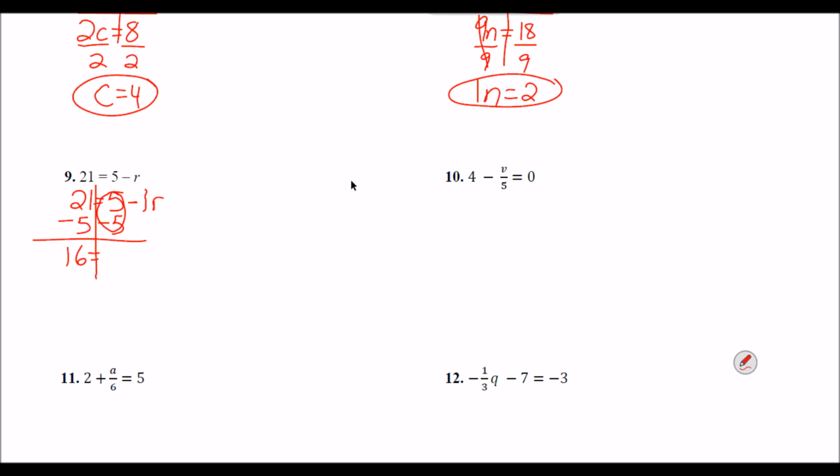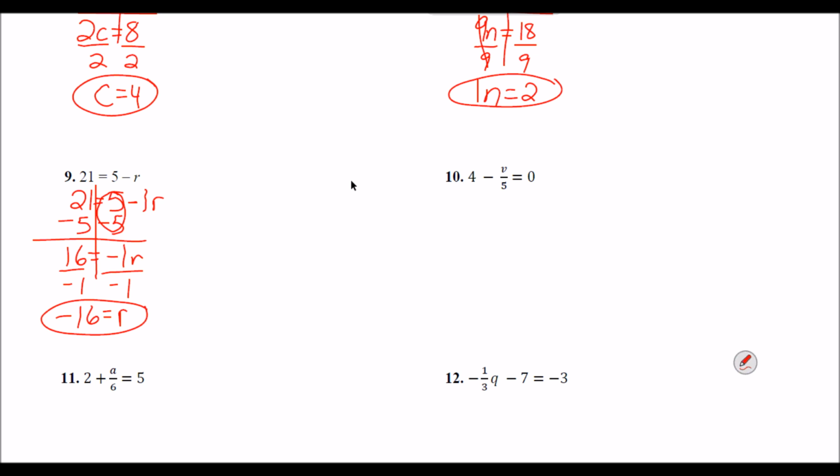And then right here, that minus 1r drops down and becomes negative 1r. I now need to go ahead and divide each side by negative 1. So we end up with negative 16 is equal to r. Okay? Number 10.